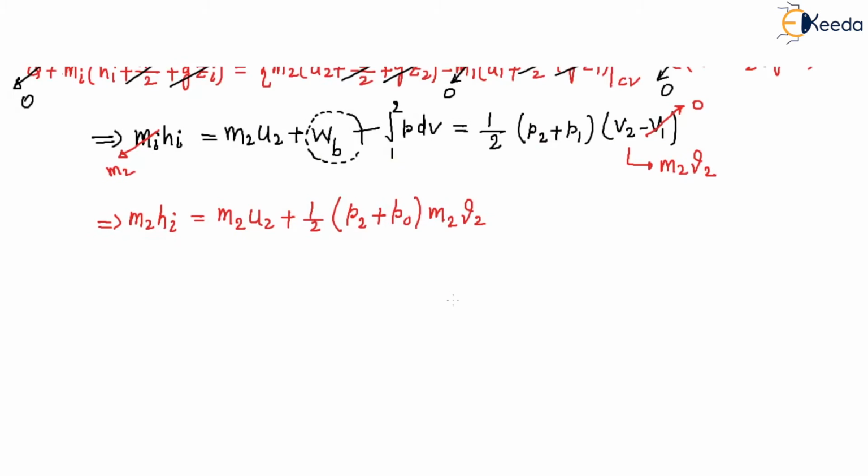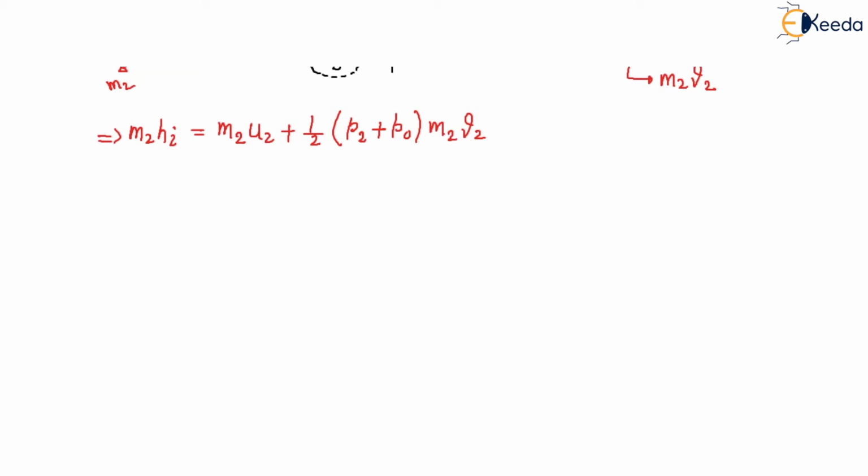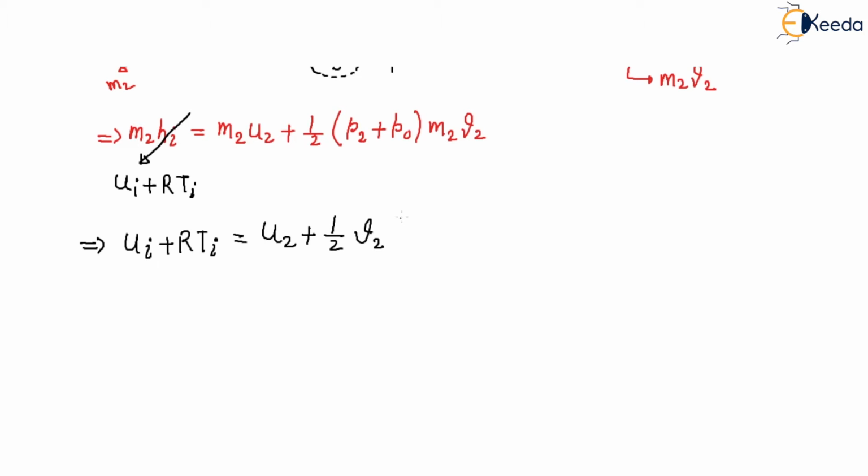Now what is Hi? Line enthalpy is given. What is Hi? Ui plus R Ti, given. So we can write Ui plus R Ti. M2 and M2 get cancelled. This is equal to U2 plus half V2 times P2 minus P0. Okay.